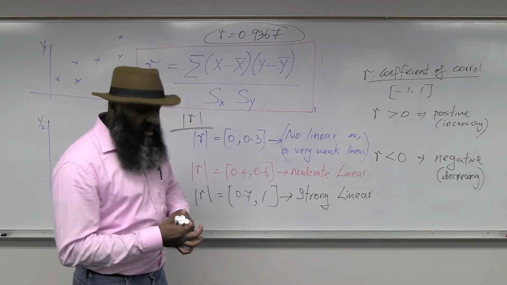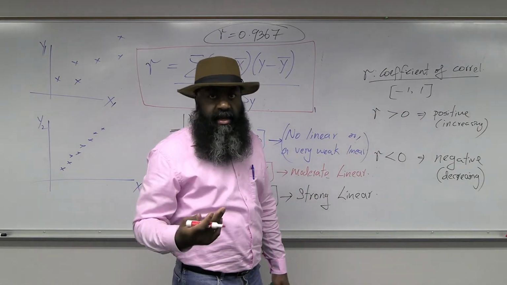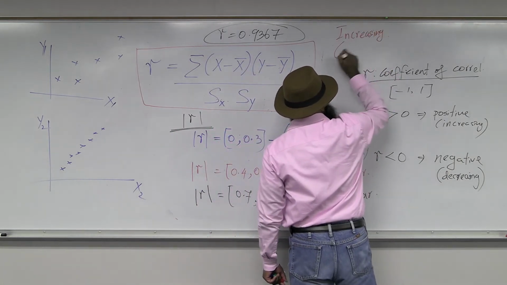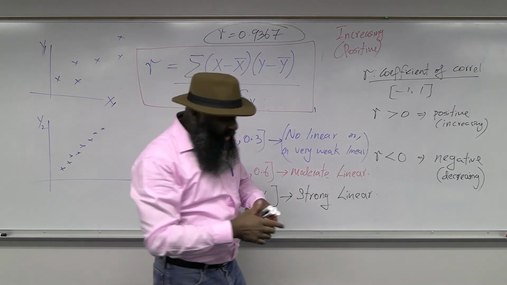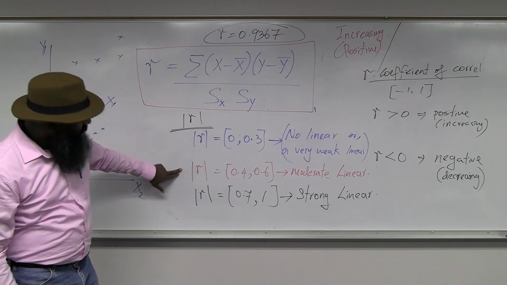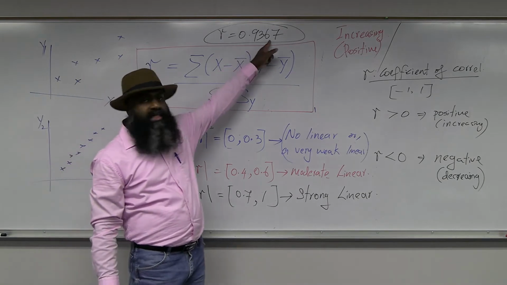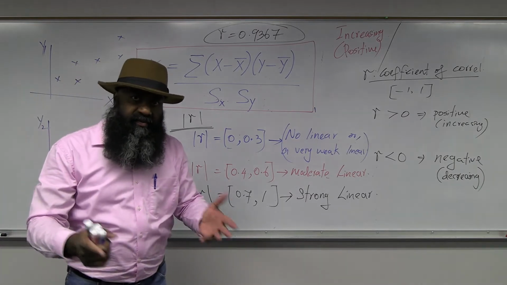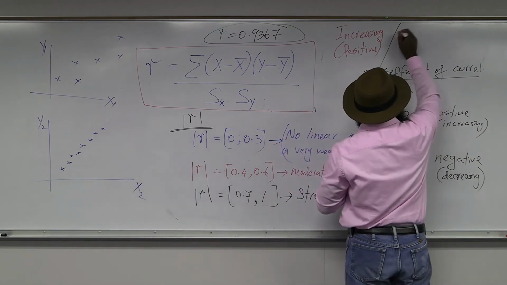So the first part of the interpretation will be it's a positive linear relationship, or you can say it's an increasing linear relationship. So that's the first part of the interpretation. The second part is I have to classify whether it belongs to the first group, second group, or third group. Of course, 0.9367 is between 0.7 and 1. Therefore, the relationship between X and Y of this example should be strong. So it's a strong relationship.